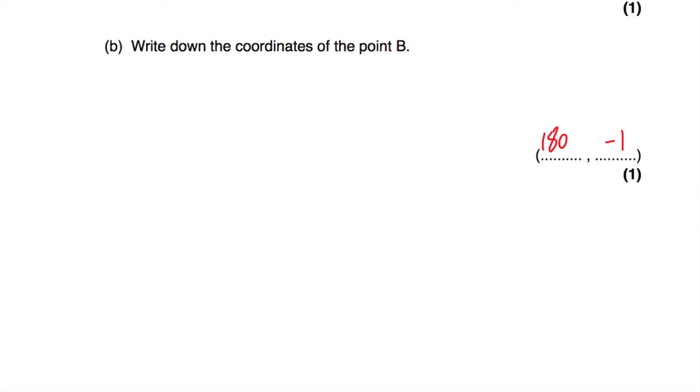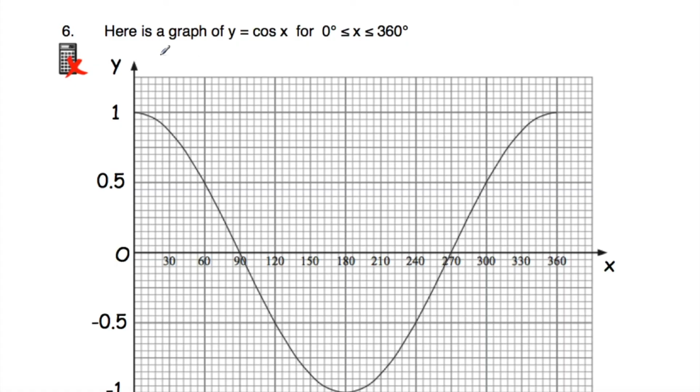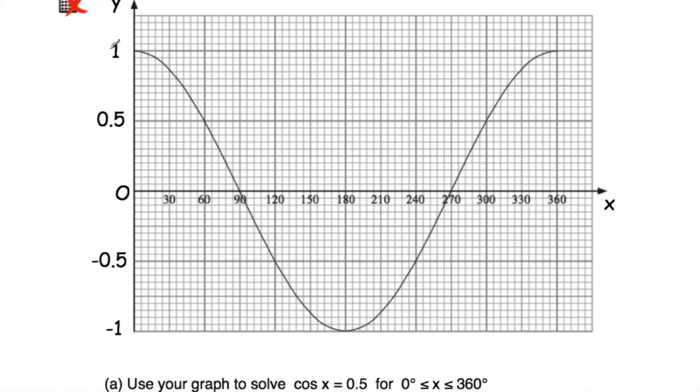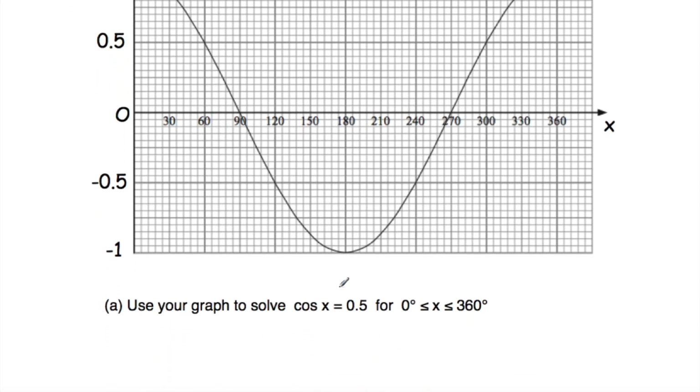Okay, let's look at our next question, question number 6. We're told, here's the graph of y equals cos x for x is bigger than or equal to 0 degrees, but less than or equal to 360 degrees. So we've got our axes here, and they go between 1 and -1. And part A says, use your graph to solve cos x is equal to 0.5 between x is bigger than or equal to 0 degrees, but less than or equal to 360 degrees.